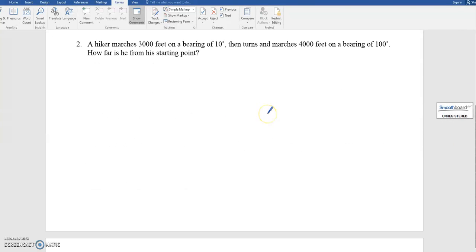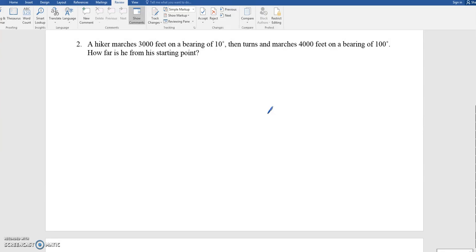A hiker marches 3,000 feet on a bearing of 10 degrees, then he turns and marches 4,000 feet on a bearing of 100 degrees. How far is he from his starting point? So again, our focus here is just getting pictures more than anything. Let's just think a little bit about where we're going to end up here.